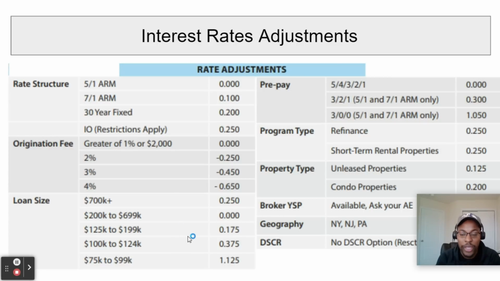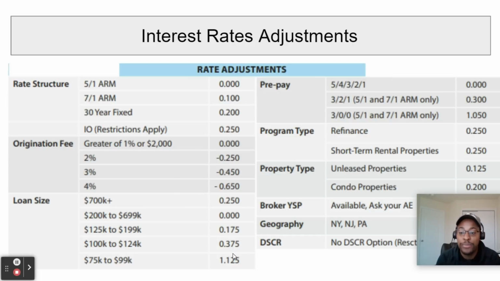Now, this might seem a little counterintuitive. So 0.25 increase for properties over 700,000. Now, the reason why is because there's just more risk when it comes to higher valued properties. Anything between 200 to 699, there's no interest rate adjustment. So this is kind of like a sweet spot. And then you actually see interest rate adjustments increase with smaller loan amounts.